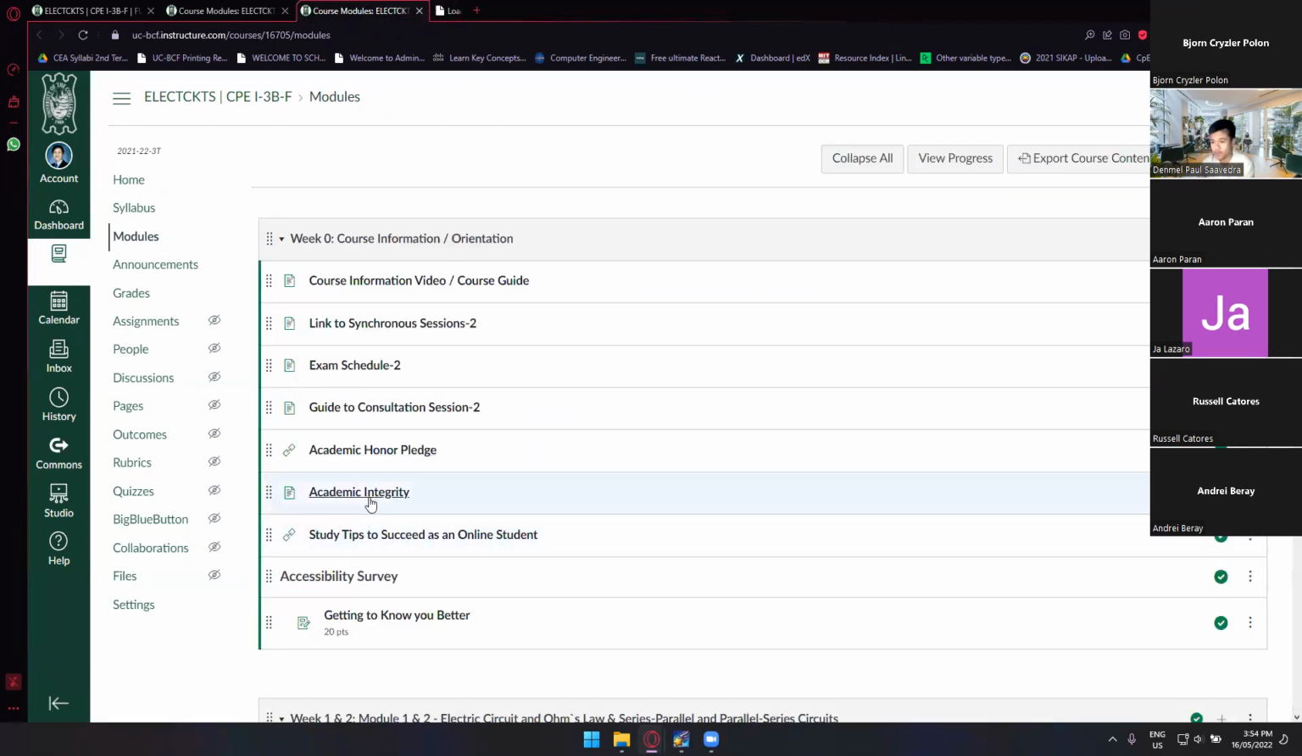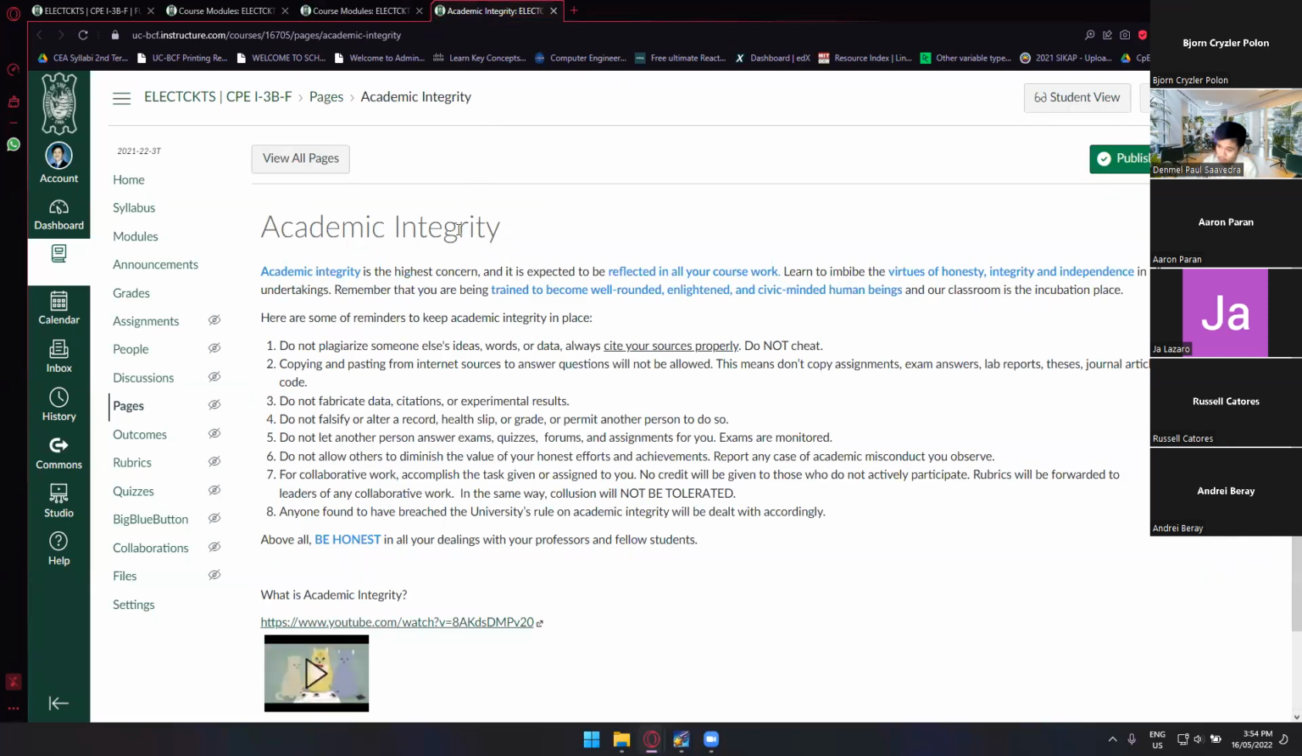The next one is quite similar to the academic honor pledge, but instead of a survey, this one is in the form of enumerated sentences saying what academic integrity is, and then here are some reminders to keep academic integrity in place. Of course, similar: do not plagiarize, do not copy and paste from the internet, especially if it's not yours. Do not fabricate data, do not falsify or alter records, and so on and so forth. Okay. So above all, just be honest in everything that you're going to do.